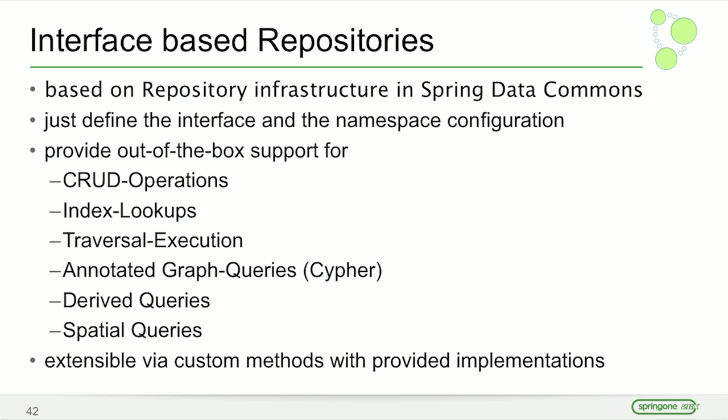All this goodness is brought to you by these Spring Data interface-based repositories. So what you do is just write an interface. You don't have to add some implementation. Put in some methods. You can either use these methods that are derived from the method name or annotate them, and then you're good to go. And the super interface for the repositories brings already lots of operations implemented for you. So like CRUD operations. In Spring Data Neo4j, it's also index lookups, traversals, spatial queries, and so on. And you can extend them by custom implementation.